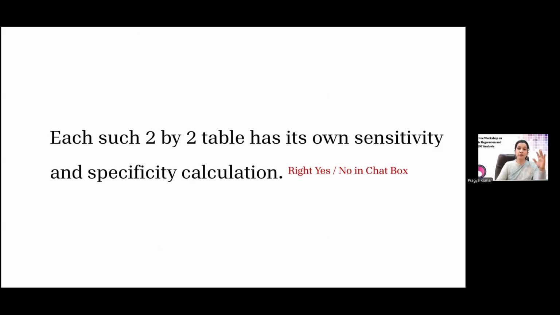The way we have seen for the cutoff level, like 0.3, in the case of predictive accuracy, when we were changing the cutoff to 0.3 from 0.5 and 0.7 from 0.5. So yes, what do you suggest? Rini is saying yes. So for each 2x2 table, we will have our own sensitivity and specificity calculation.